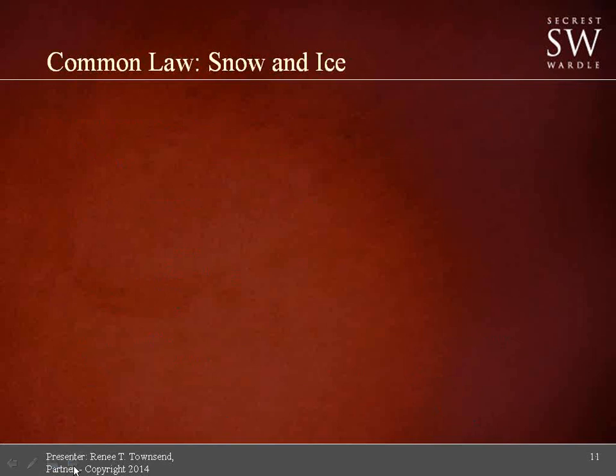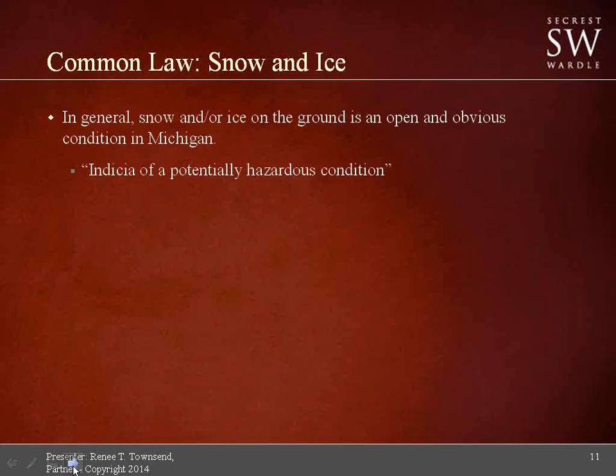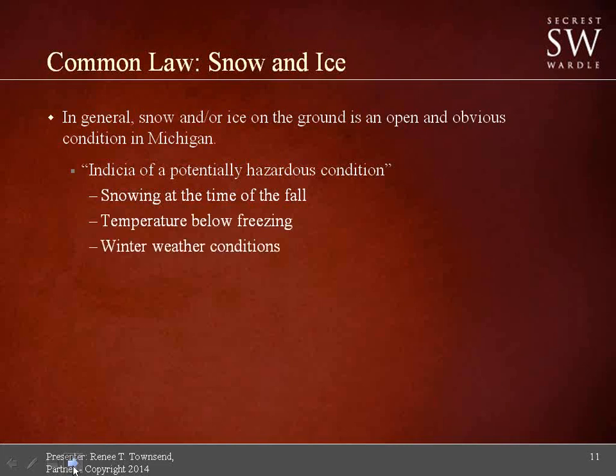Snow and ice has been held to have been open and obvious when there are indicia of a potentially hazardous condition. For instance, if it was snowing at the time of the fall, if the temperature was below freezing, or if there were other winter weather conditions occurring at the time. Any Michigan resident should expect and know that it's going to be slippery in those conditions.